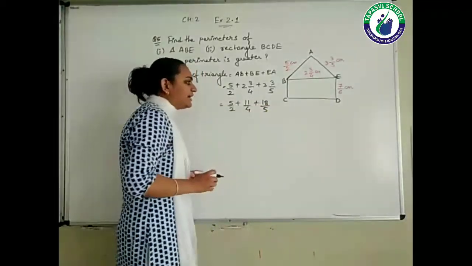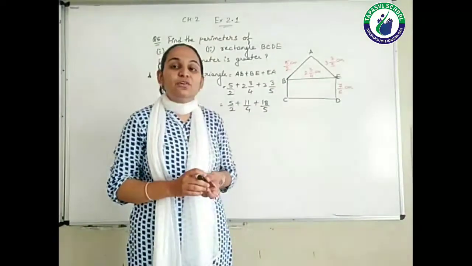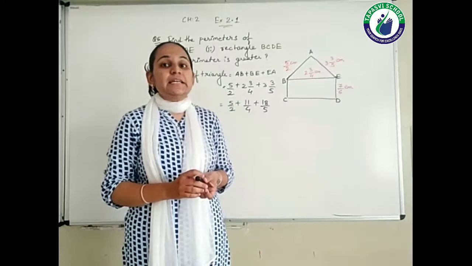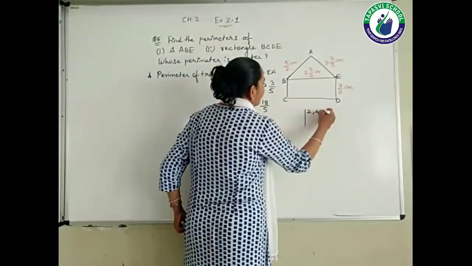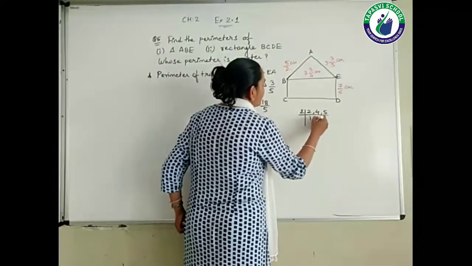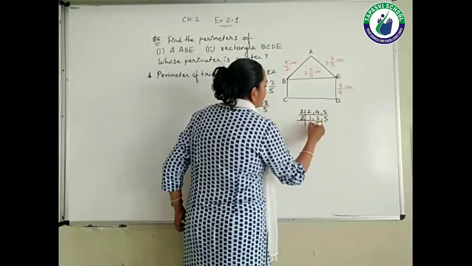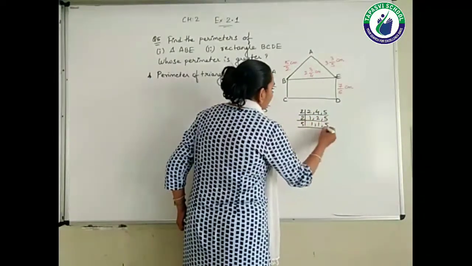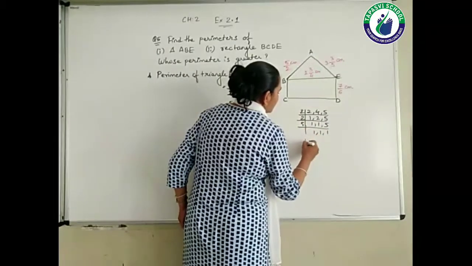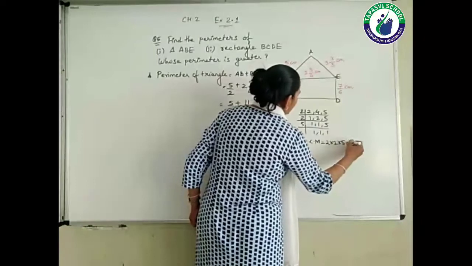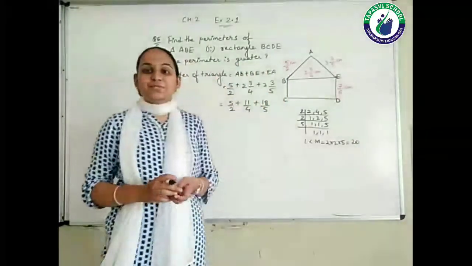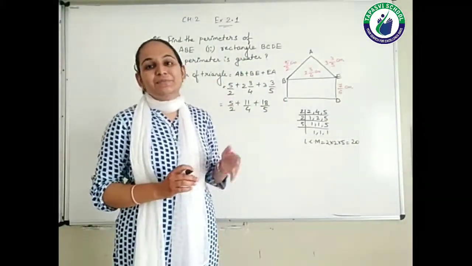Now 2, 4 and 5. I am going to find the LCM of it because I want to make the denominators the same. So here I am calculating the LCM. So 2, 4 and 5. 2 1s are 2, 2 2s are 4, and 5. 2 1s are 2 and 5. So 5 1s are 5. So the LCM is, students, 2 into 2 into 5, that is 20. Right, students? So let's calculate the remaining part also.